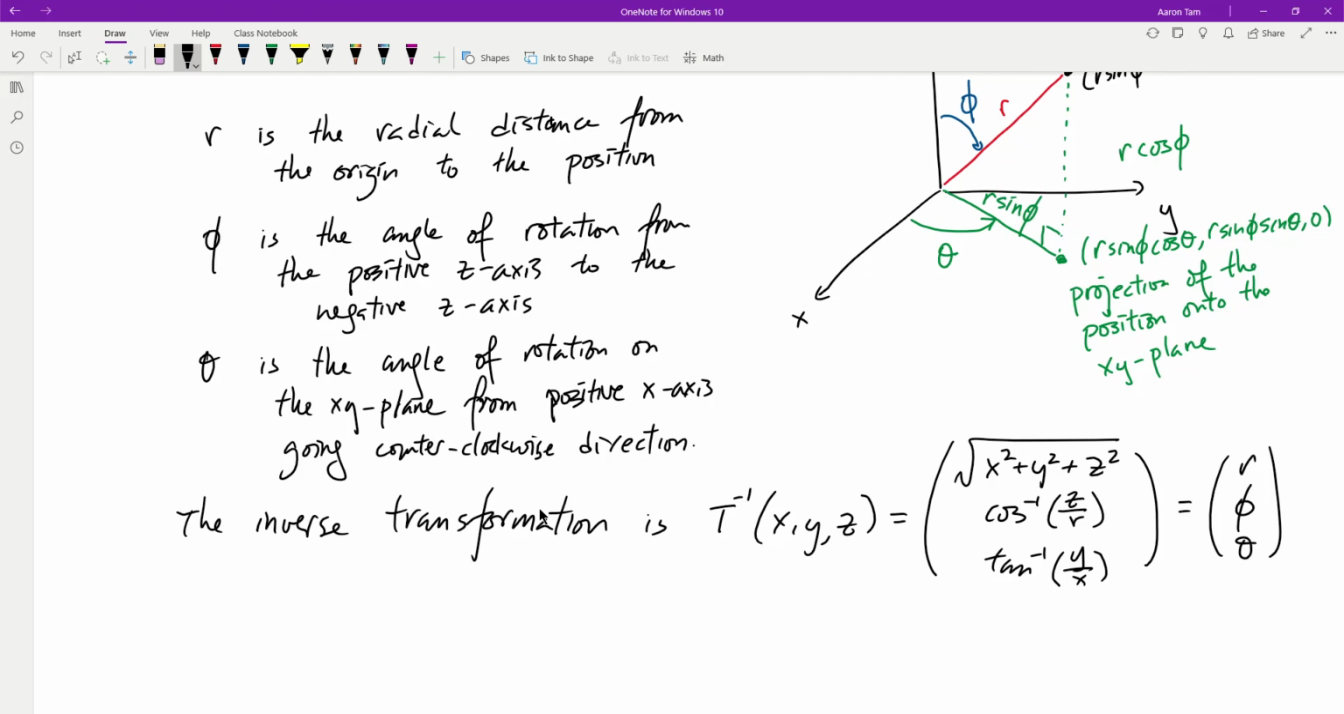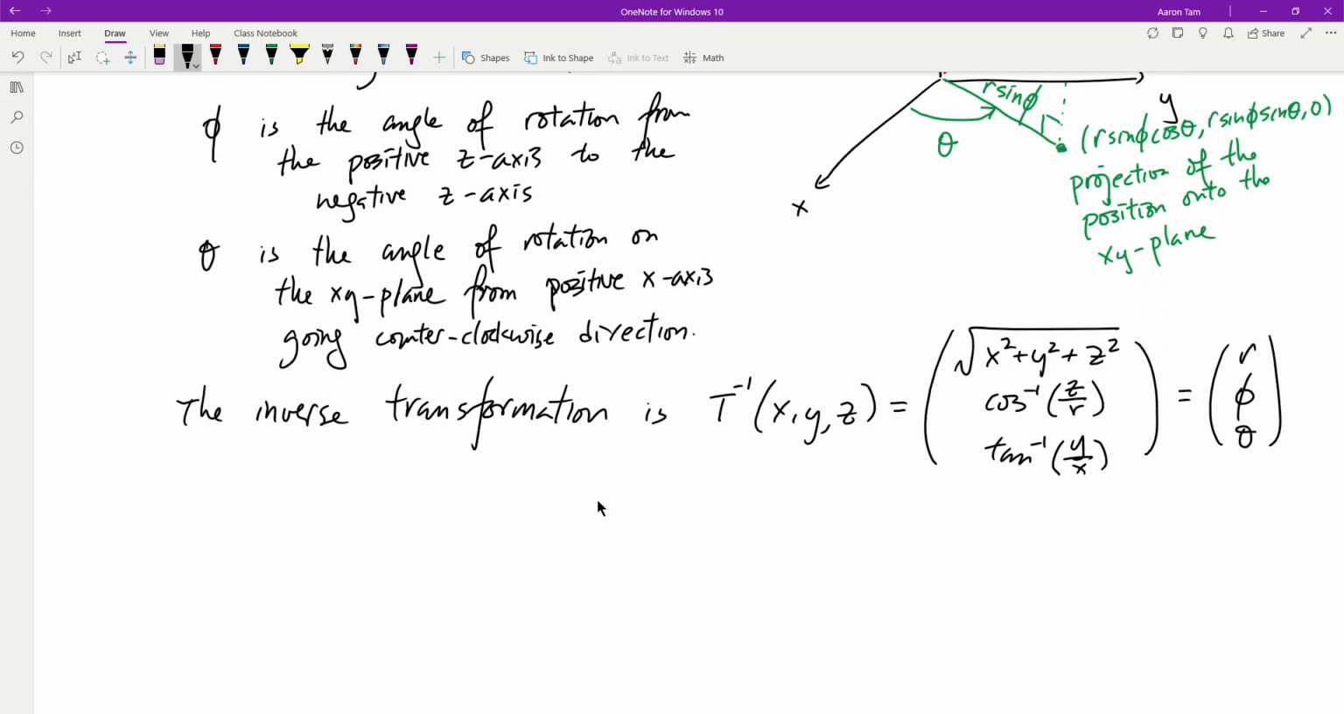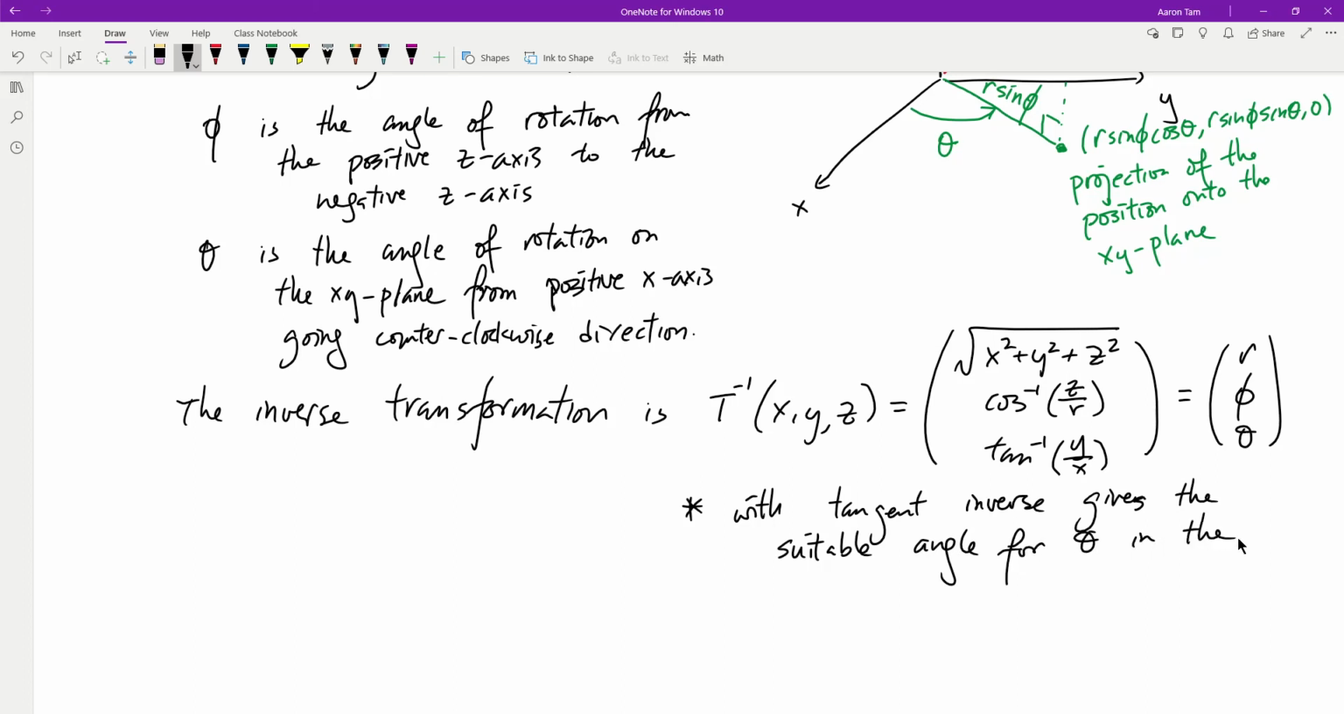You should understand that here it's the same exact problem. You have to make sure that your tangent inverse gives the correct angle. For phi it's okay, because cosine inverse gives an angle between 0 and pi, which is exactly what phi is supposed to be. Tangent inverse gives an angle between negative pi over 2 and positive pi over 2, which is not what theta is supposed to be. That's the reason why you have to watch out.